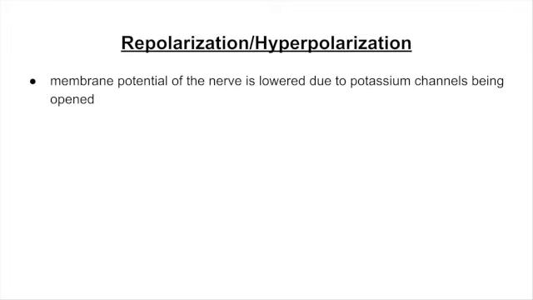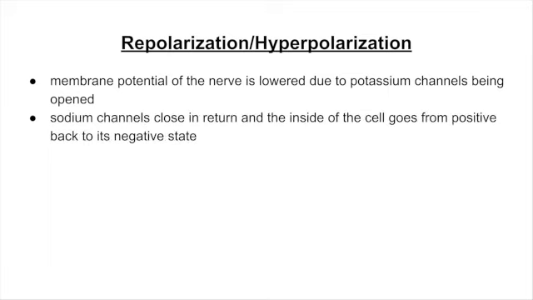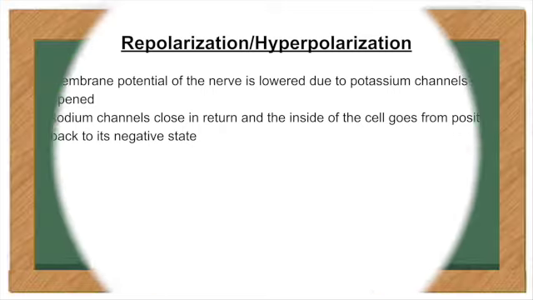When the nerve is done firing, it goes into repolarization, otherwise known as hyperpolarization. This is when the membrane potential of the nerve is lowered due to potassium channels being opened. The sodium channels close in return, and the inside of the cell goes from positive back to its negative state.